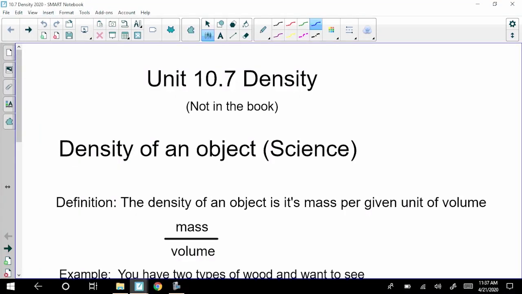Hello everyone. This week we're going to talk about various topics. The first one up is density. We're going to look at density in a couple of different ways. The first thing is the density of an object, and this is something you've probably looked at before in science class. And the second one is population density. So the first thing is density of an object.